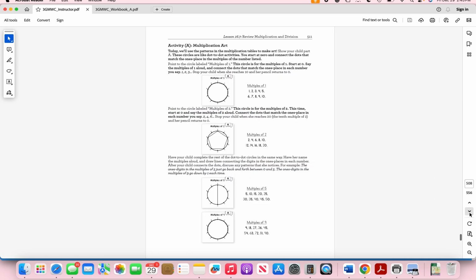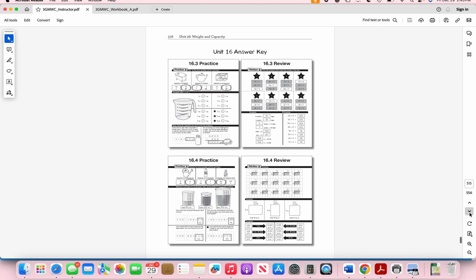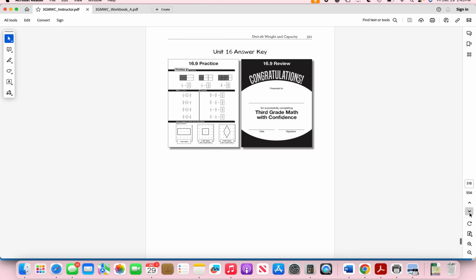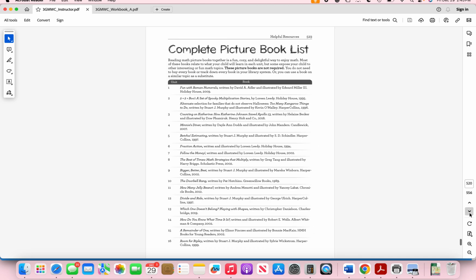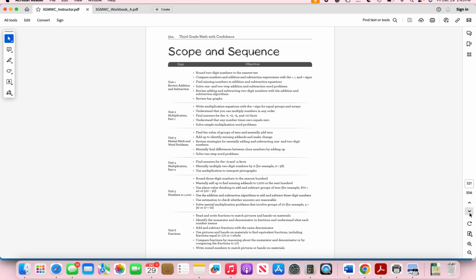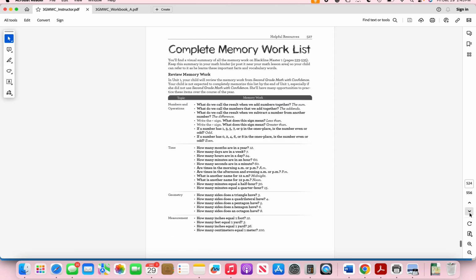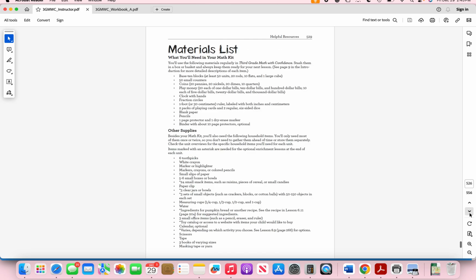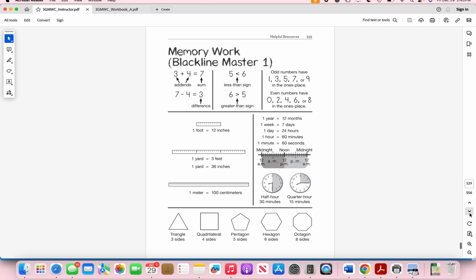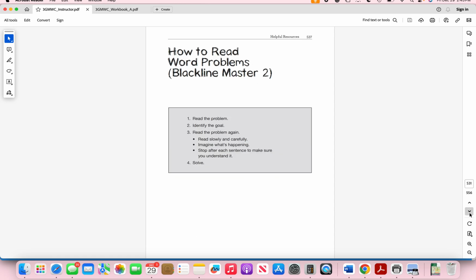I gotta keep going. I wanna show you what's in the back. Okay, so we've got the answer keys in the back. And then we've got the complete picture book list, the scope and sequence, complete memory work list, and the materials list, and the black line masters.